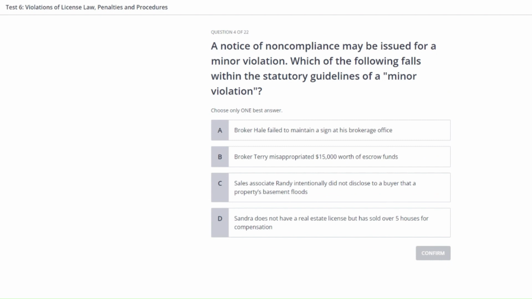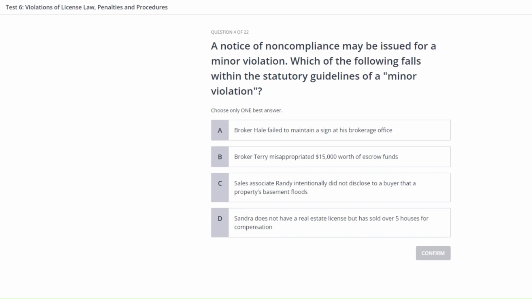Okay, here's another interesting question for you. A notice of non-compliance may be issued for a minor violation. Which of the following falls within the statutory guidelines of a minor violation? Here are your options. Option A, broker Hale failed to maintain a sign at his brokerage office. B, broker Terry misappropriated $15,000 worth of escrow funds. C, sales associate Randy intentionally did not disclose to a buyer that a property's basement floods. D, Sandra does not have a real estate license but has sold over 5 houses for compensation.